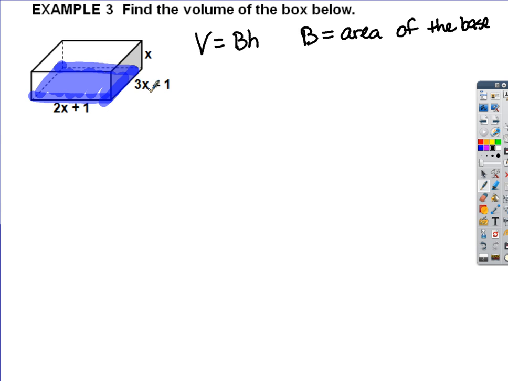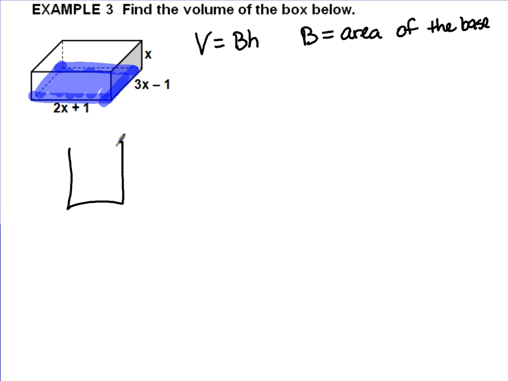So it's this one times this one. I have to use my box method to do that since each of them have two pieces. So there's 2x plus 1, 3x minus 1. Fill in the box.